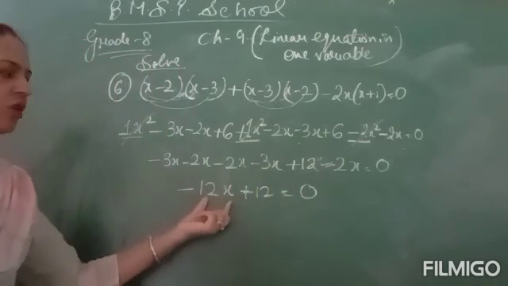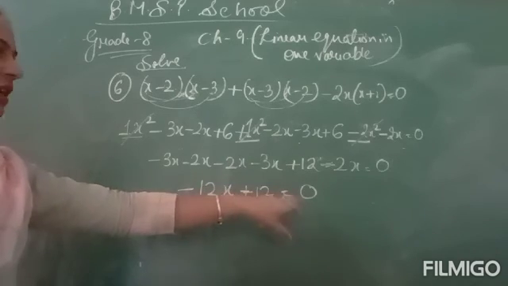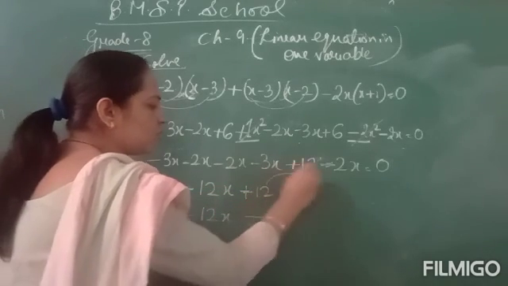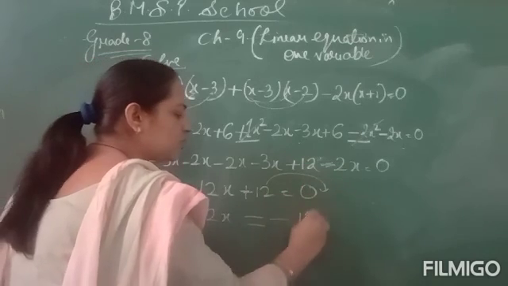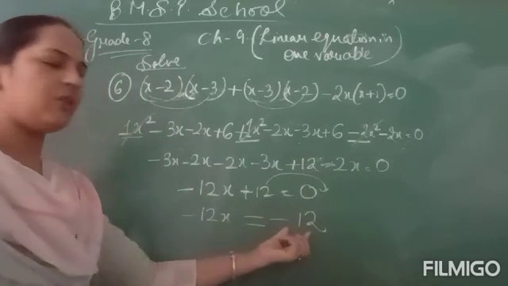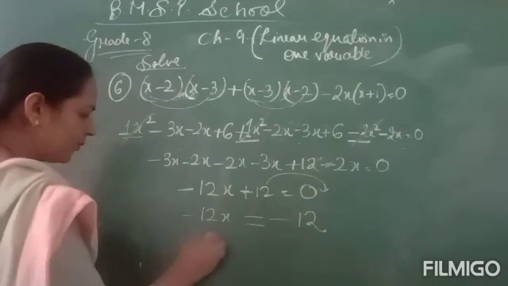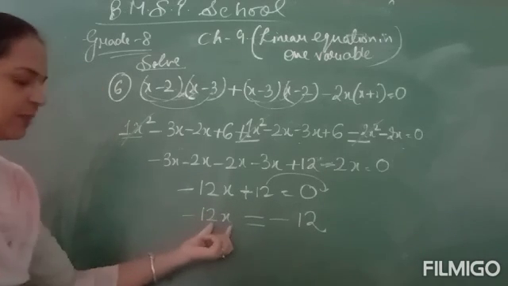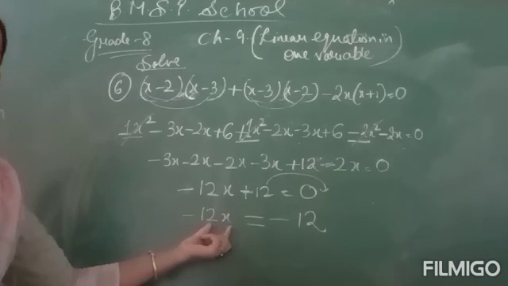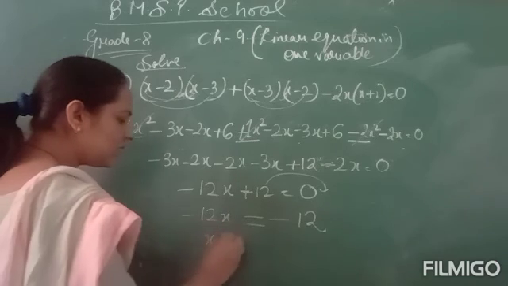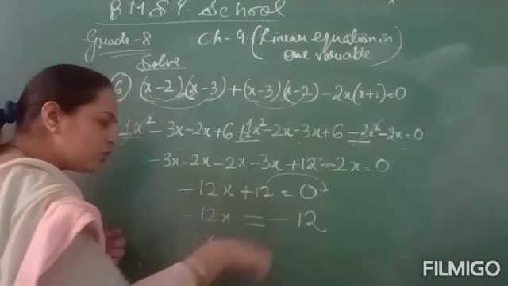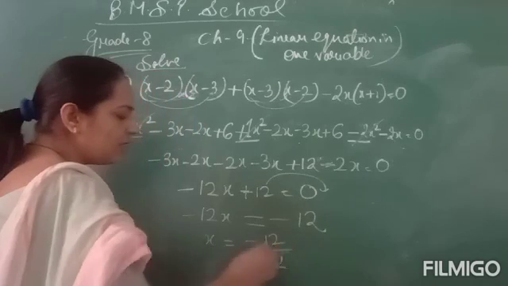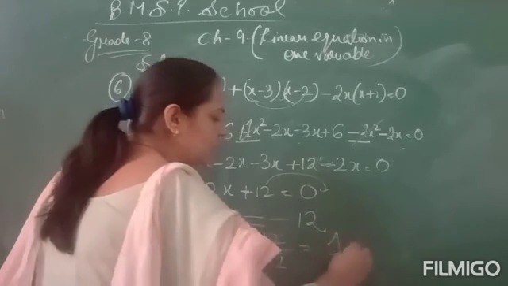Now I need the value of x. This 12 goes on this side, it will become negative. So minus 12x is equal to minus 12, 0 minus 12 is minus 12. Now there is a sign of multiplication, because 12 is multiplied by x, no sign is here. It goes for division on this side. Minus 12 by minus 12, same number, so the x value is 1.